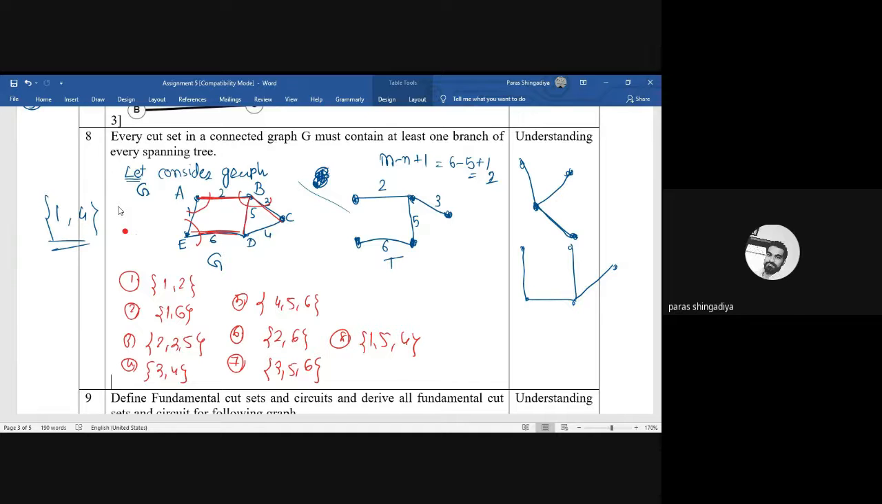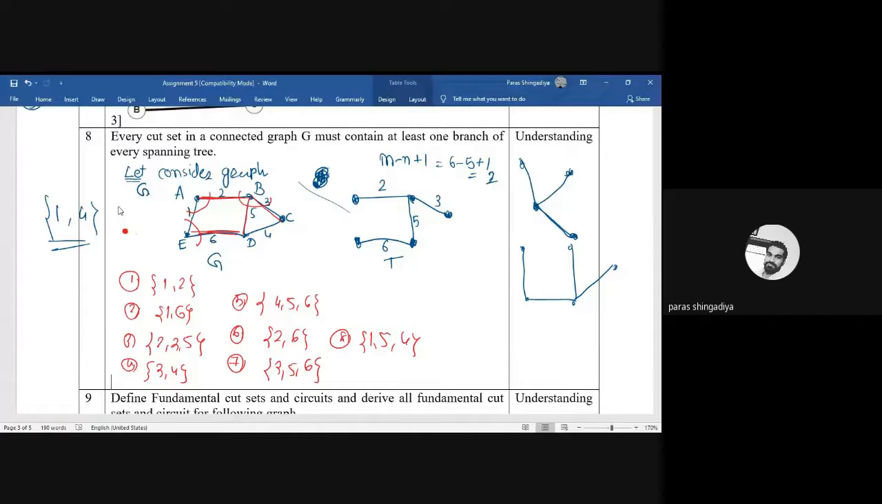And after 2, 3, 5. So where 2 and 3 are the branch. Okay. And after 3, 4. So 3 is the branch. Clear? 4, 5, 6. So 6 is the branch. 2, 6. So 6 is the branch. 3, 5, 6. 6 is the branch. 1, 5, 4. 5 is the branch. Clear? So any cut set of this graph always contains at least one branch of every spanning tree.